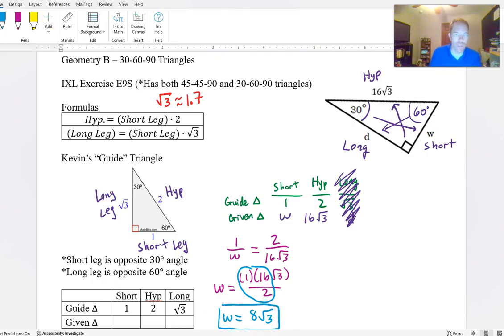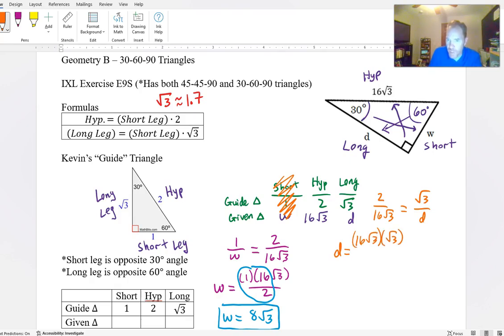But otherwise, if I'm thinking about the other missing side length, D, I can ignore the column with W. And we can say, all right, we got 2 over 16 square root of 3 equals square root of 3 over D. And cross multiplying and dividing there, the numbers that are diagonal, we got 16 square root of 3 multiplied by that other square root of 3, and then over 2. So here, as we've mentioned, the 16 and the 2, both outside the square roots, we can divide those, that's 8.